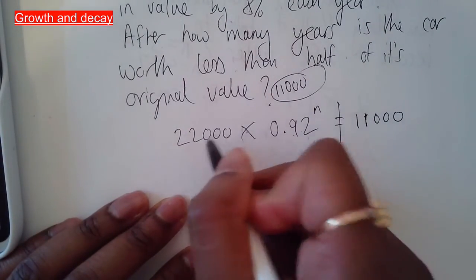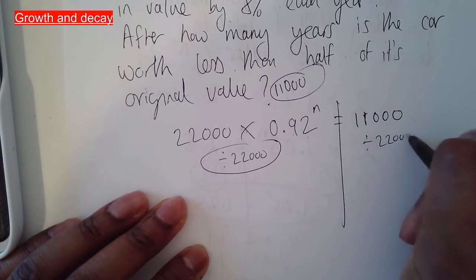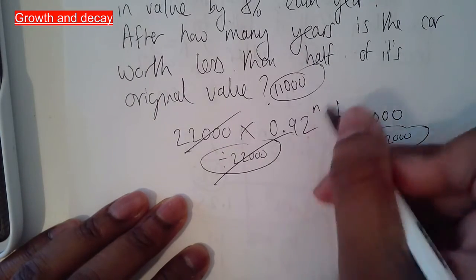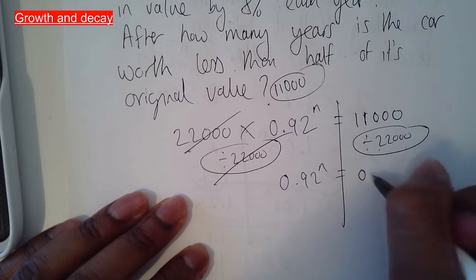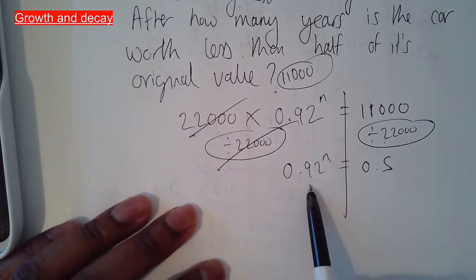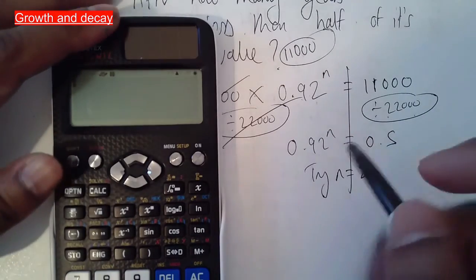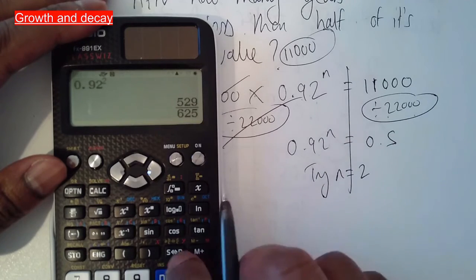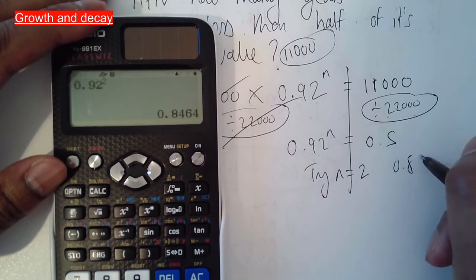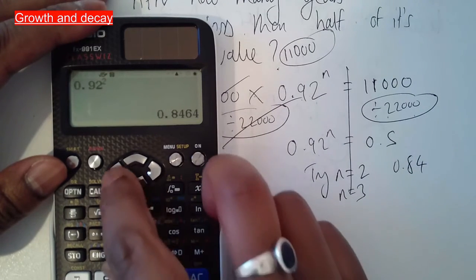Detach the times by 22,000, so divide by 22,000, do the same on the other side. So you're left with just that. 11,000 divided by 22,000 is 0.5. So now we're going to do 0.92 to the power of something to give me 0.5. Now try n equals 2. Get 0.84, still too high. Try n equals 3.